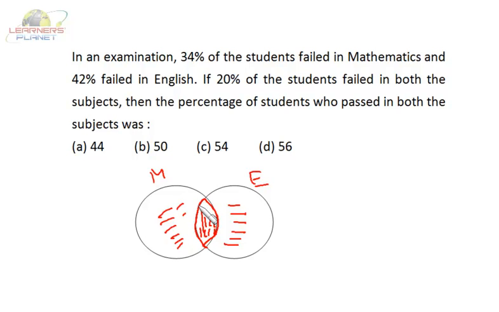Okay, so you should be very clear about the basics of Venn diagram. While solving the problem related to Venn diagrams, we should start with the innermost portion, which is a combination of math and English, or in other words we can say it is math intersection English. Now if 20% of the students failed in both subjects, that means this data is 20%.